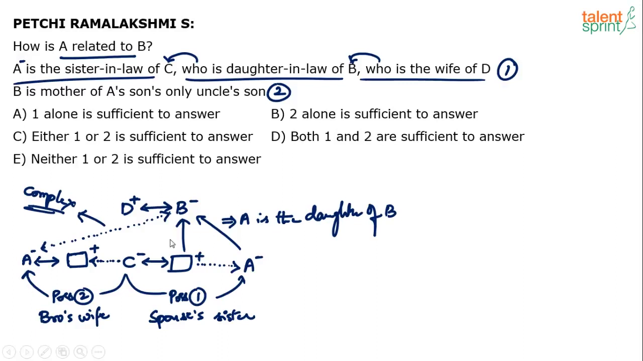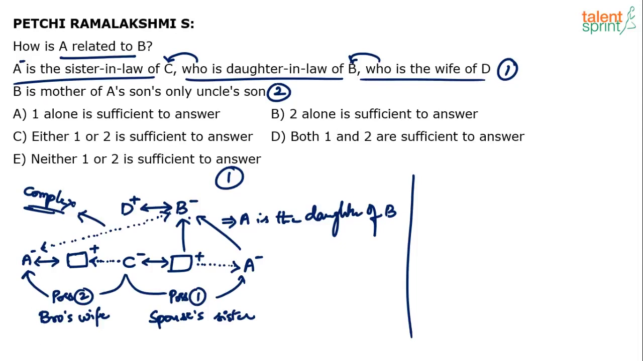Now if you look at the bank exams, the way answers are given there, we usually go for a closer relationship. Which is a closer relationship here? The closer relationship is that A is the daughter of B. So A is the daughter of B can be taken as the answer. Basically, we can say that the answer can be determined using statement 1.